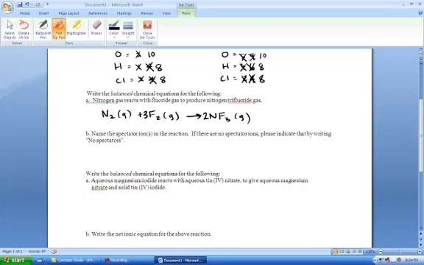Now, the next question says, name the spectator ion or ions in the reaction. If there are no spectators, please indicate that by writing no spectators. Normally, we would break up the aqueous compounds into ions, and then cross out spectators. Notice we can't cross anything out, because nitrogen is a gas, fluorine is a gas, and so is nitrogen trifluoride. So therefore, this is actually no spectators.